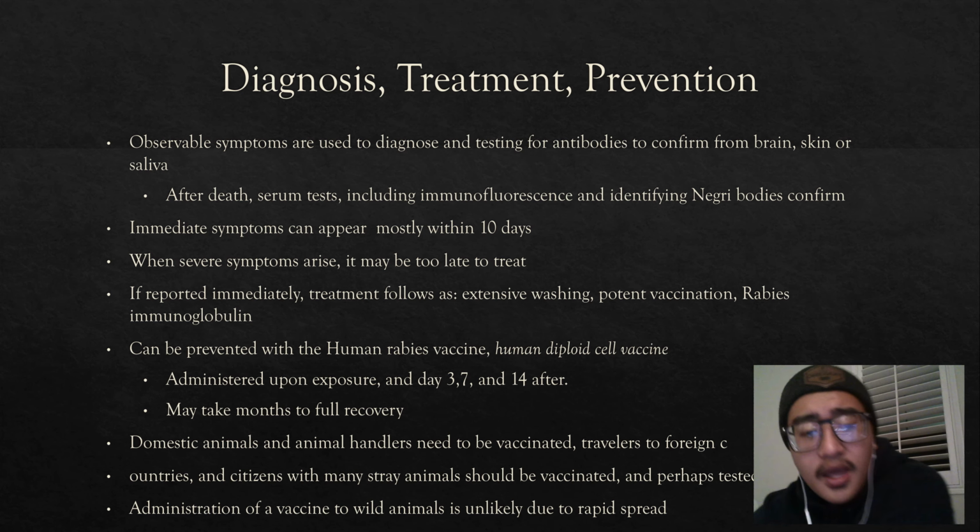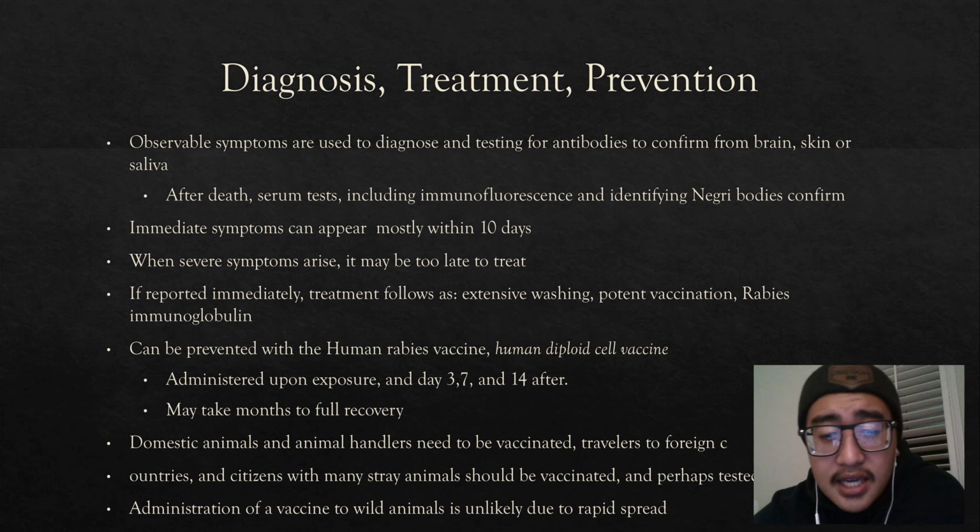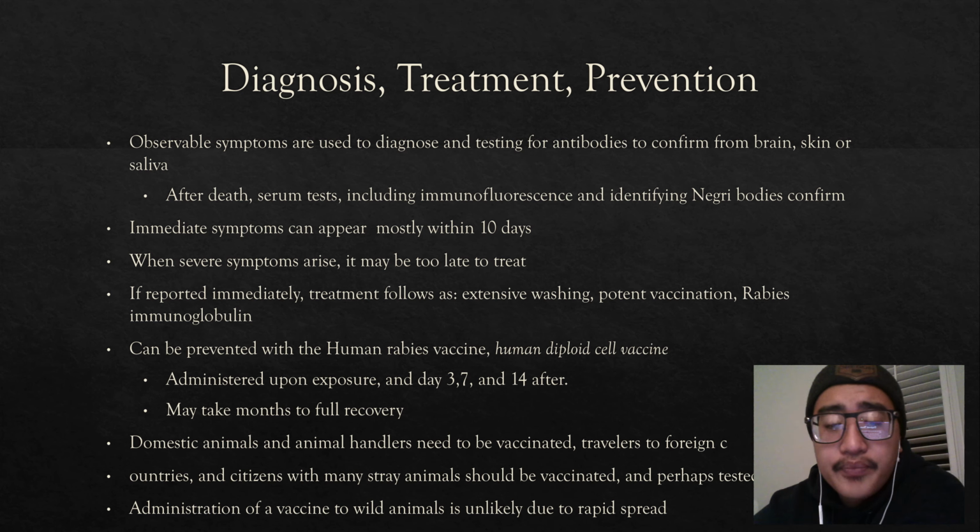Domestic animals and animal handlers, such as veterinarians, need to be vaccinated, maybe even yearly, as well as travelers traveling to foreign countries, due to the chances of encountering a rabid animal. So it is best to have a vaccine before travel. One way to also prevent it is the administration of the vaccine to wild animals. However, that is extremely unlikely due to the rapid spread of the virus in the wild.